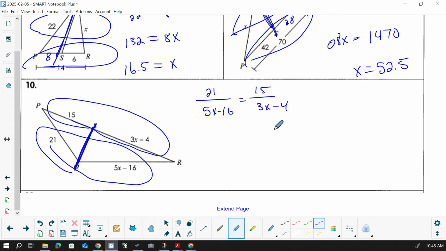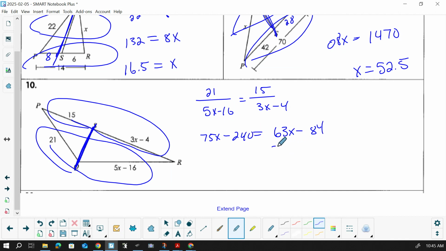That would be, let's see, 3 times 21. That'd be 63x minus, and then 4 times that would be 84. And cross multiply that, 15 times 5, that'd be 75x minus 15 times 16. That didn't seem right. Let me type that in again. 15 times 16. 240. That was right.